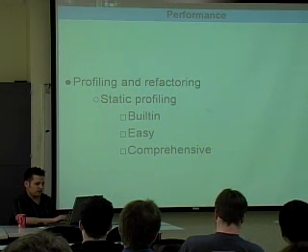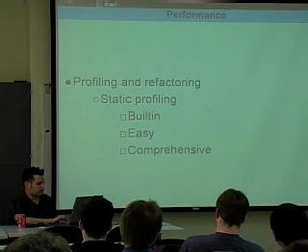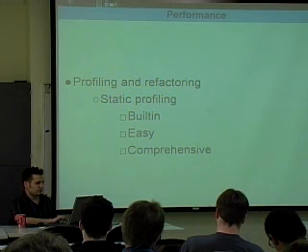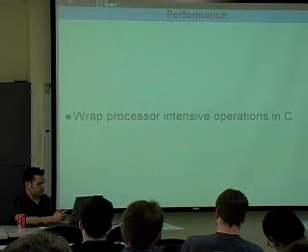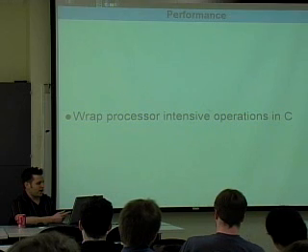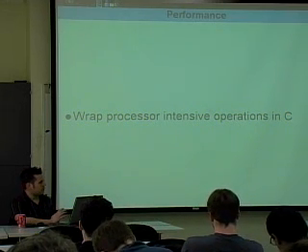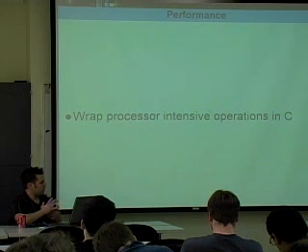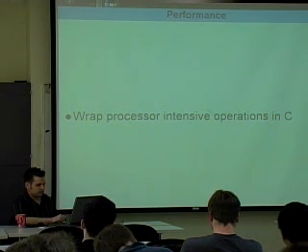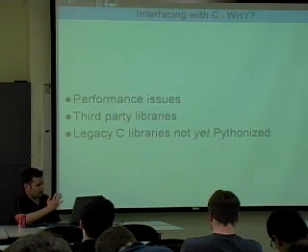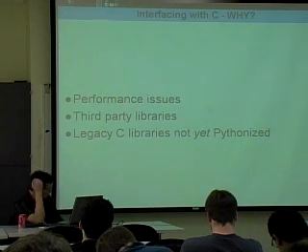We do anticipate that there's always the possibility that there's something that can't be solved in Python for performance reasons, and when that happens, we'll wrap it in C and provide a library and integrate it right into our Python code. So why would we want to do that? Okay, performance issues. Let's cover that.